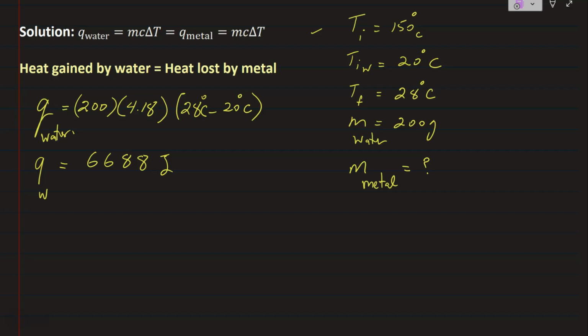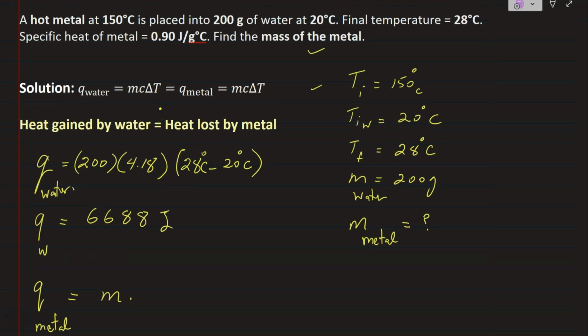And now we're going to deal with the heat loss by the metal. We're going to write up the mass, which we don't know, multiplied by the specific heat capacity, 0.90. I'm going to remove the unit right now, and then you multiply it by the temperature differential. That would be T final minus T initial, that's 28 degrees minus 150 degrees.